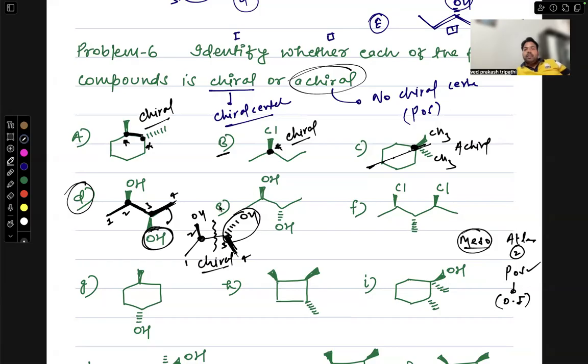Now look at this E1. Again, this is Z type, so I would like to convert this structure like this. This wedge OH would remain the same. But if you keep this over here, the dash will become wedge. So wedge OH. And now we have two chiral centers and a plane of symmetry. So this is achiral, and it is like a meso as well. Why? Because two chiral centers and a plane of symmetry. So this is a meso structure as well. Does it make sense? Please tell me, everyone.